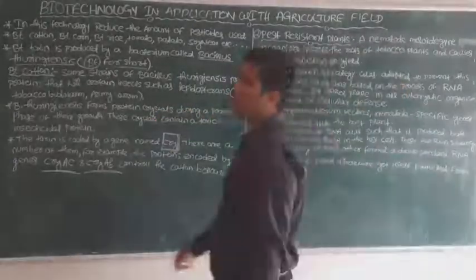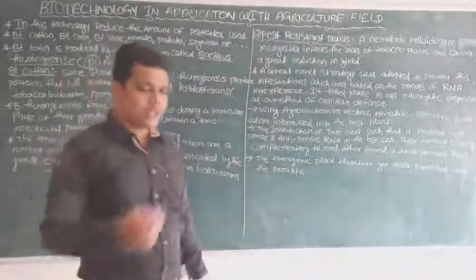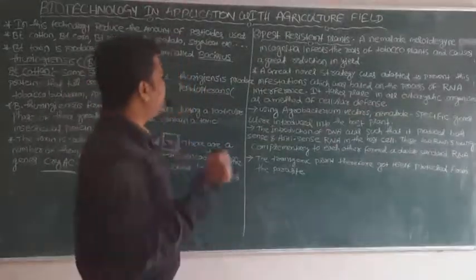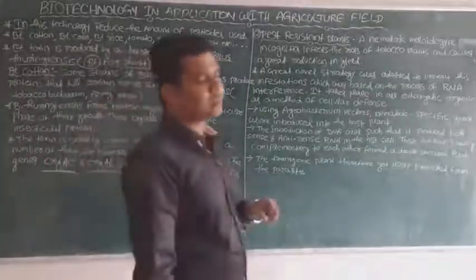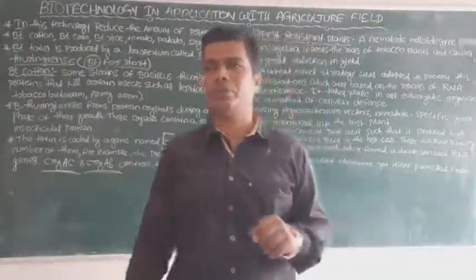Next, the other process that will be used, the biotechnological process used in the agriculture field, that is pest resistant plants. What do you mean by pest resistant plants?